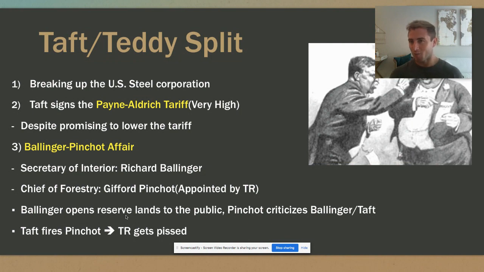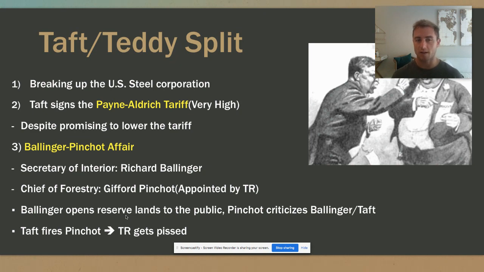We have a split in the Republican Party. The Republican Party has dominated politics from Lincoln's election in 1860 all the way until this time period with Taft in 1912. The only Democratic president that we've had through that entire time span was Grover Cleveland, and Grover Cleveland was a very laissez-faire pro-business president. And so the Republican Party, as I said, is dominated, but the one thing that's going to allow the Democrats back into the White House is this split between the leaders of the Republican Party, Taft and Teddy Roosevelt.